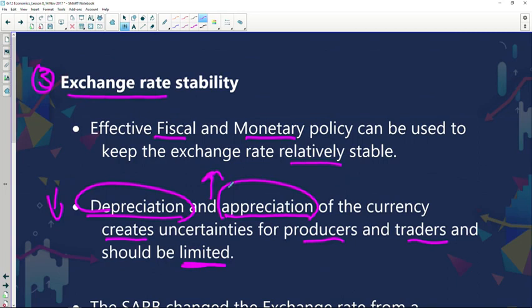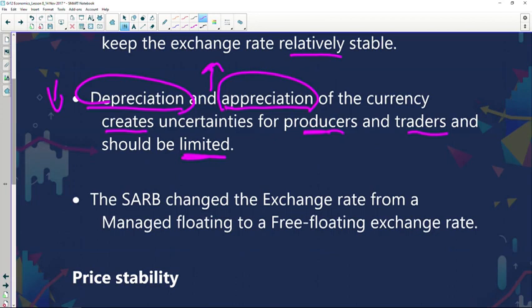Okay, so this is not good for producers and traders because when it's unstable, they don't like that. They don't want to invest or supply or produce or manufacture if they feel that the currency is not stable. So it's important that we try and limit the movements in terms of depreciation and appreciation of the currency.